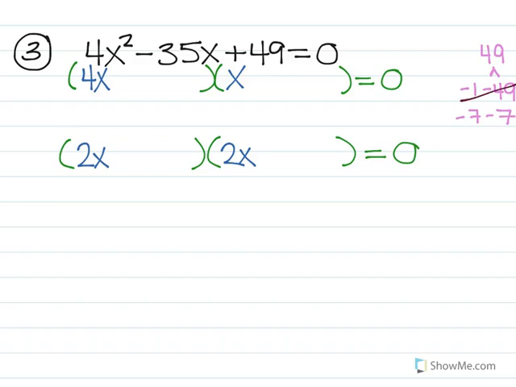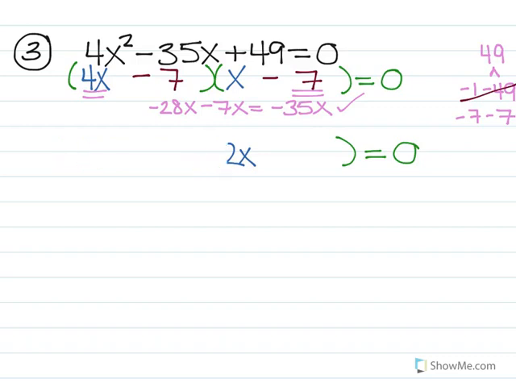Using -7 and -7, we can try it in the first one. If you multiply the outer terms together, you're going to end up with -28x, and then -7 times x is -7x, and when we combine these like terms, we're going to get -35x. So, I know that it has to be the 4x and the x one that will work, so I'm going to erase the other option.